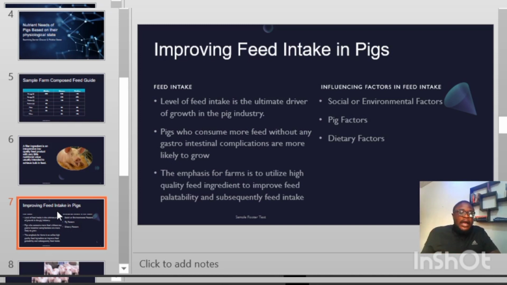Okay, you need to keep an eye for processing and how you can store these materials that would minimize mycotoxin and also ensure that it's something that the animals can actually consume. So the emphasis for farms is to utilize high quality feed ingredients and to improve feed palatability and subsequently feed intake. So there are primarily 3 factors that affect feed intake. We have the social or environmental factors, we have the pig factors, I'll talk about that, and then we also have the dietary factors.